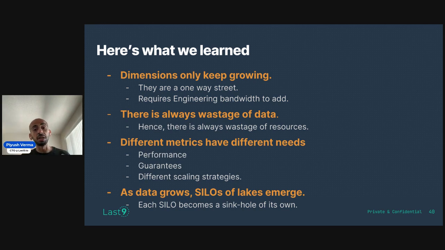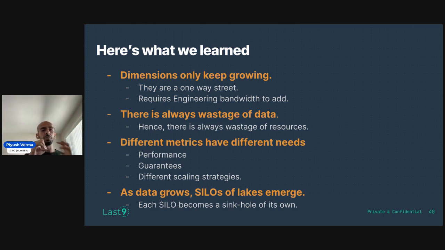Lastly, different metrics have different needs. My infrastructure metrics, well, I don't need them to have such a performance guarantee, or they have a different scaling strategy. My business metrics are far more valuable to me, but I don't have a way to express this. And this is what we have learned across the system. This is where people start creating lakes of a system. They say, here is a Prometheus of mine, but this is only dedicated to infrastructure. Here is a Thanos of mine, which is dedicated to long-term storage of certain other kinds of need.